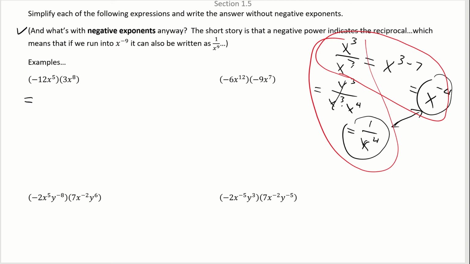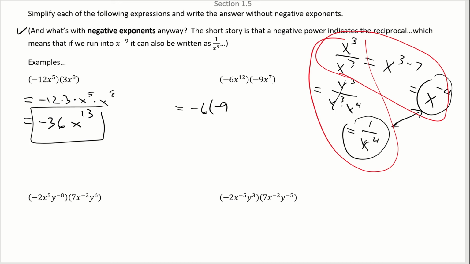Let's see. So in this problem, I would take the minus 12 times 3 times x to the 5 times x to the 8. Some of you might even be skipping that step, which is awesome. And you just go, oh, it's minus 36. X to the 5 plus 8 is 13. Who got that? Raise your hand. Good job. 1 for 1. The next one, minus 6 times minus 9 times x to the 12 times x to the 7 is positive 54. X to the 12 and 7 make 19. Who's 2 for 2? Good job.